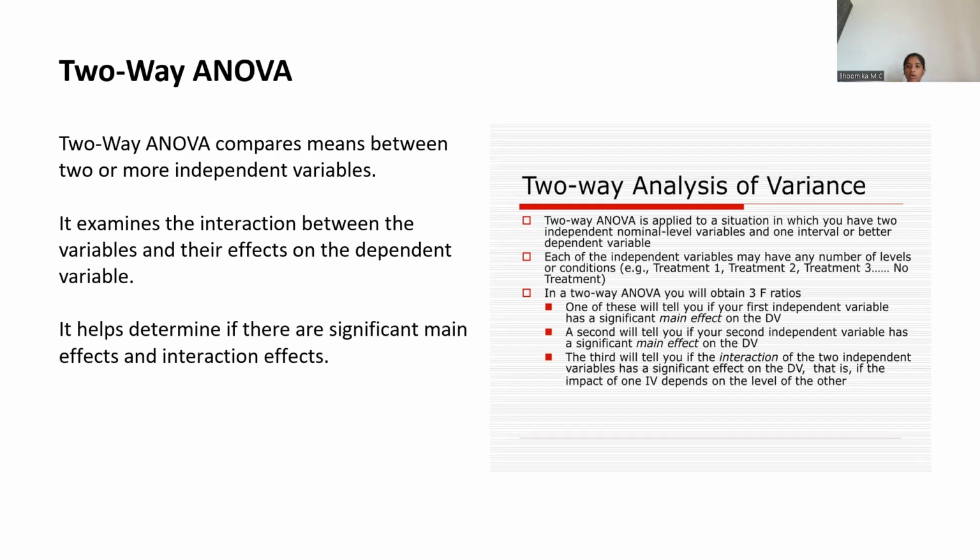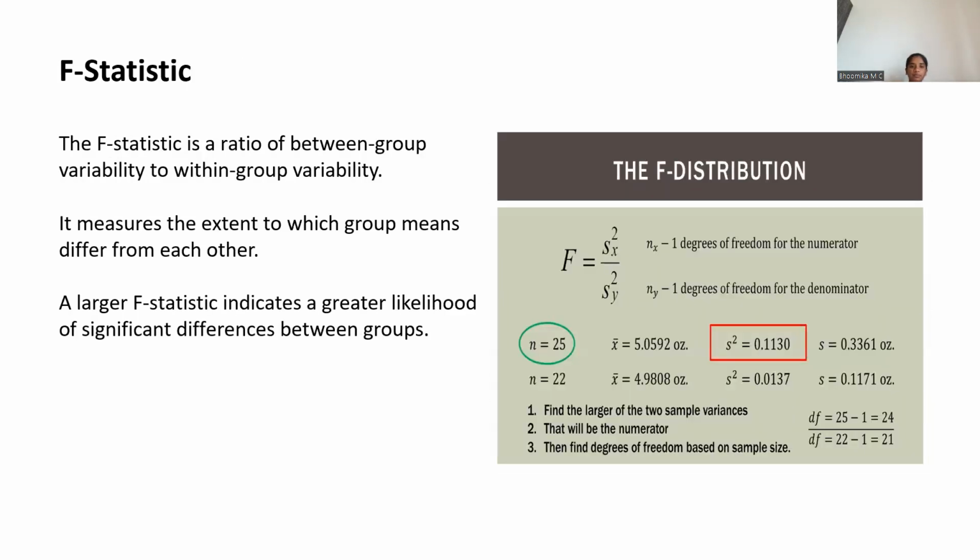In a two-way ANOVA, you will obtain three F ratios. One of these will tell you if your first independent variable has a significant main effect on the DV. A second will tell you if your second independent variable has a significant main effect on the DV. The third will tell you if the interaction of the two independent variables has a significant effect on the DV. That is, if the impact of the IV depends on the level of the other.